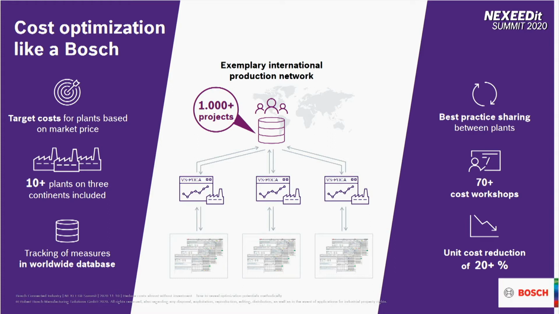I will demonstrate how we achieve unit cost reductions of more than 20% in an international production network with more than 10 plants across the globe in Europe, America, and Asia. And also how we run more than 70 cost reduction workshops that lead to over 1,000 projects. That is really a systematic approach we use. We call it a four-step approach. I will show you this four-step approach now.